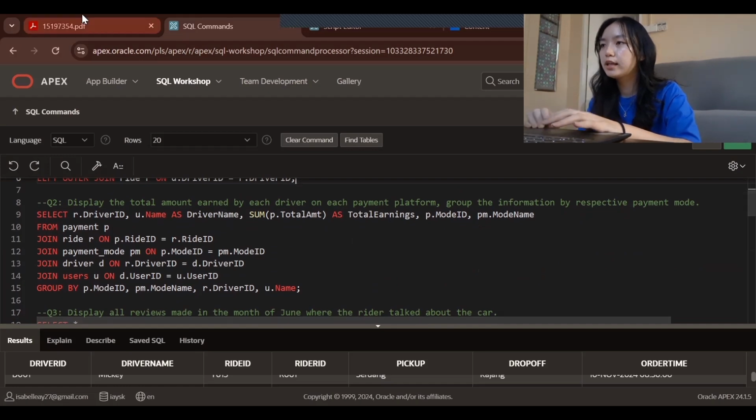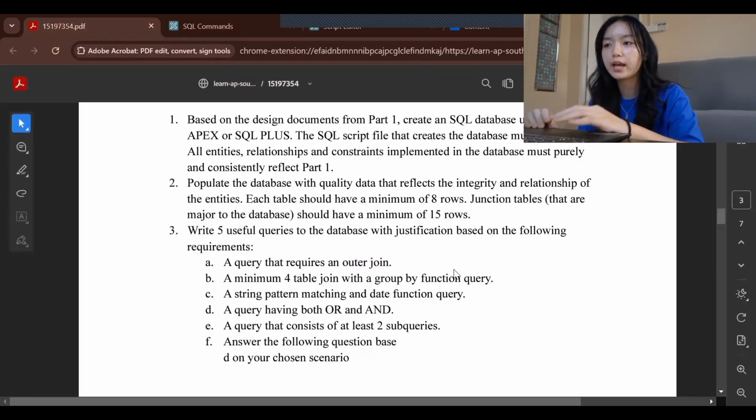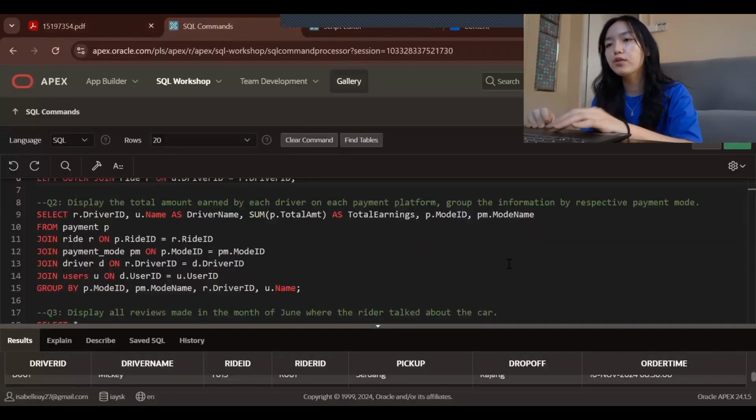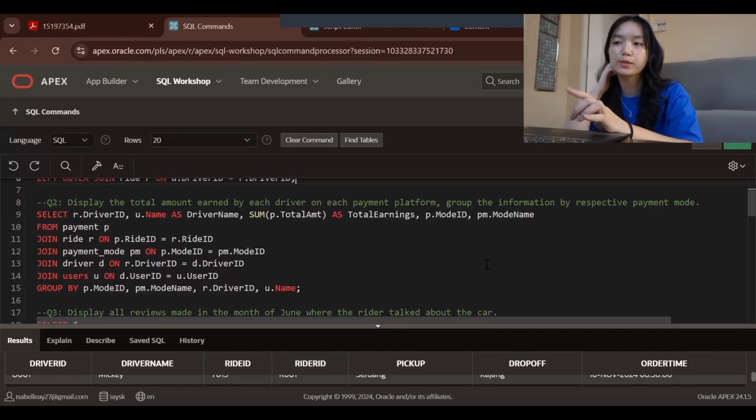The second question, the requirement was a minimum 4-table join and a group by function query. So two things: a minimum 4-table join and the group by function. So we wrote a query to display the total amount owed.